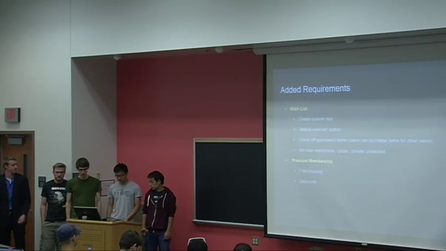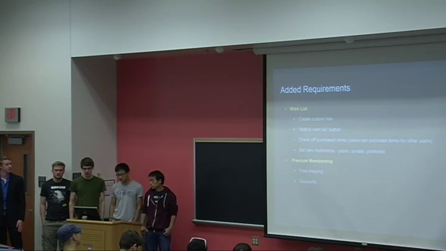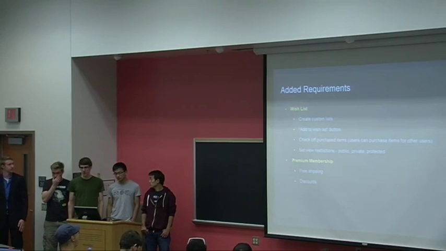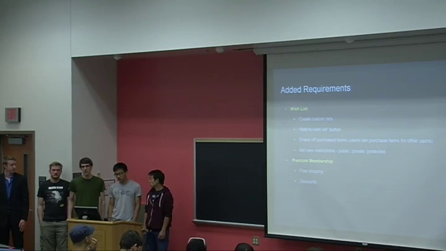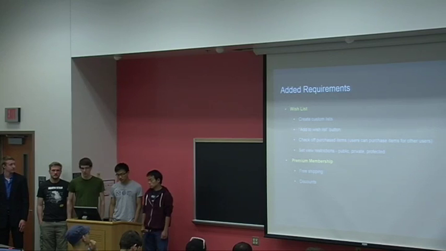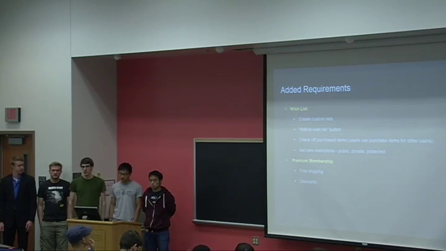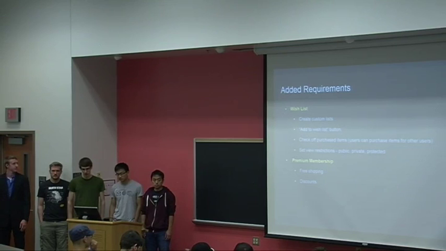And then for the added requirements, we have a wish list. Users can create their own custom lists and name them whenever they want. And then there'd be an add to wish list button for each item. After they buy something, they can check it off. And if another user buys something for them, then they can check it off too, so they can see what things they should be expecting. They can also set view restrictions for each list. Public means anyone can see it, private means only they can see it, and protected means only the people that they enter into a list can see it.